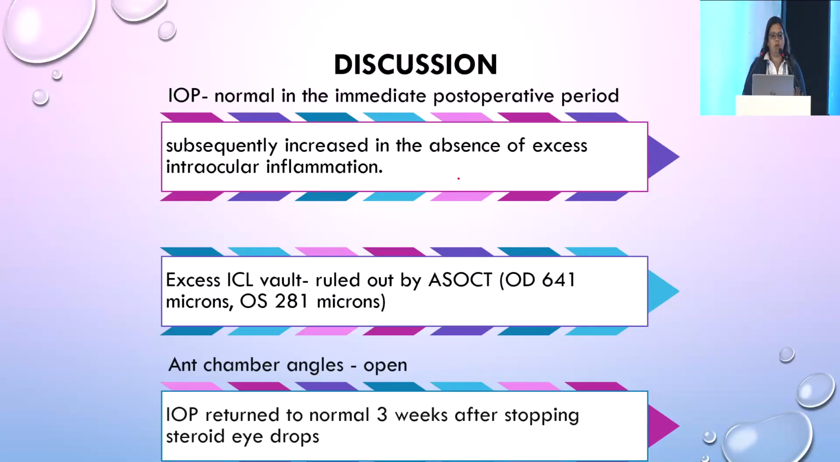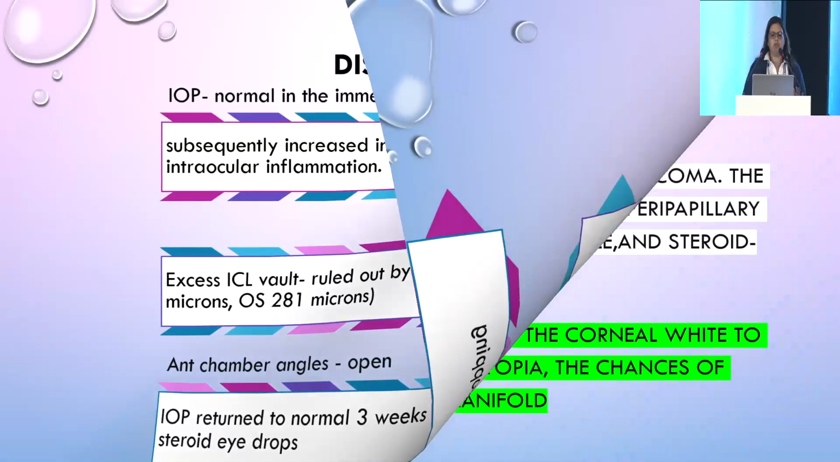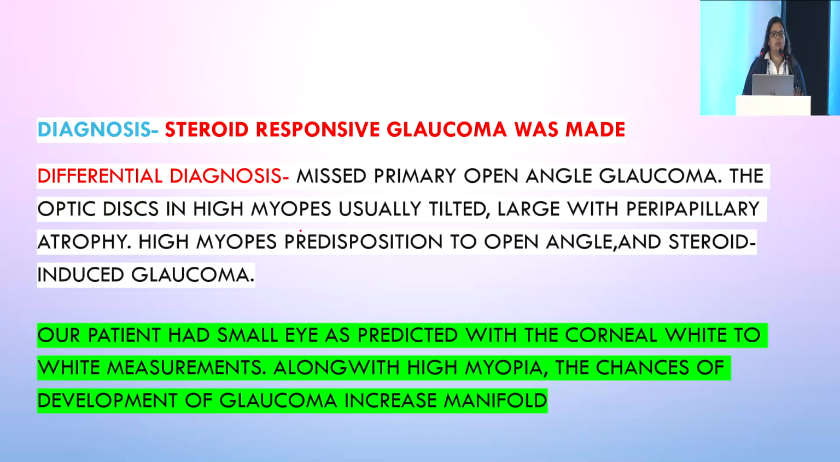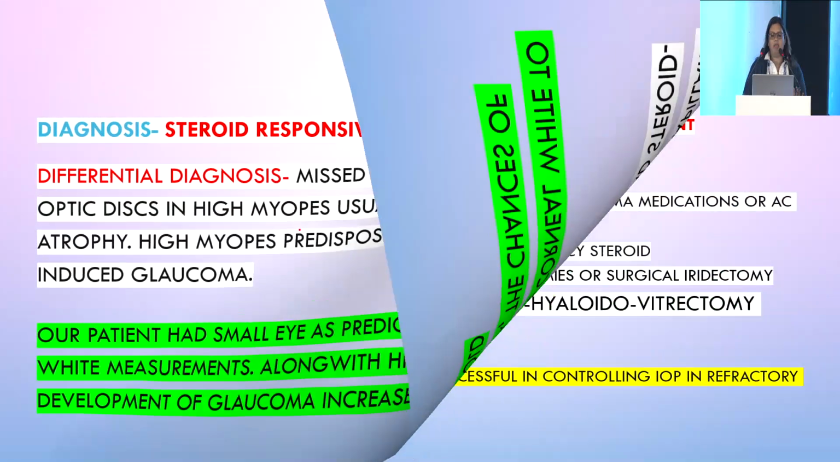IOP returned to normal 3 weeks after stopping the steroid eye drops. So the diagnosis was made as steroid responsive glaucoma. The differential diagnosis was missed primary open angle glaucoma. The optic disc in a high myope is usually tilted and large with peripapillary atrophy. High myopes are predisposed to open angle and steroid-induced glaucoma. Our patient had a small eye, as predicted by the corneal white to white measurement, along with high myopia. The chances of development of glaucoma increase manifold.